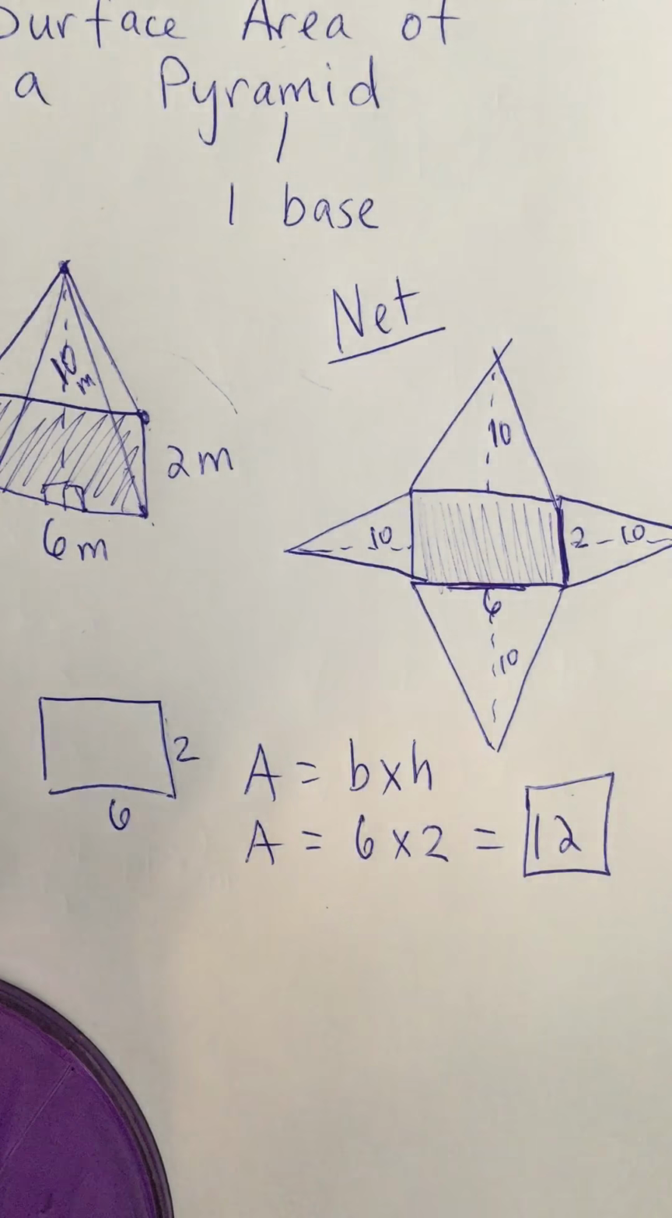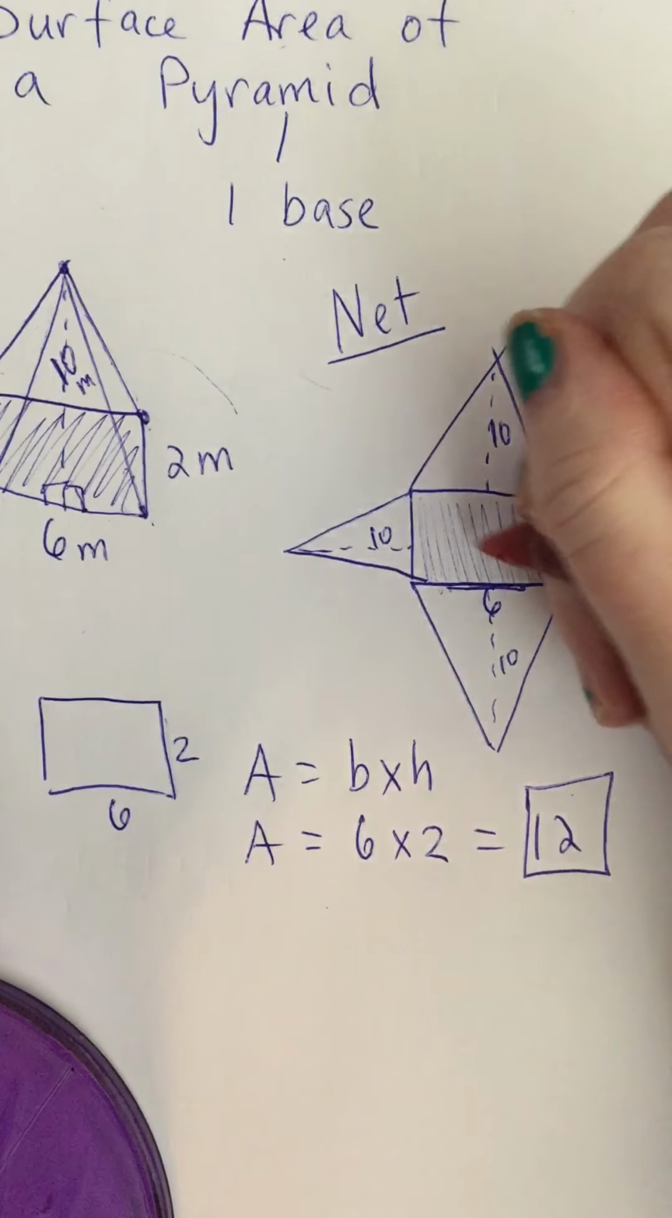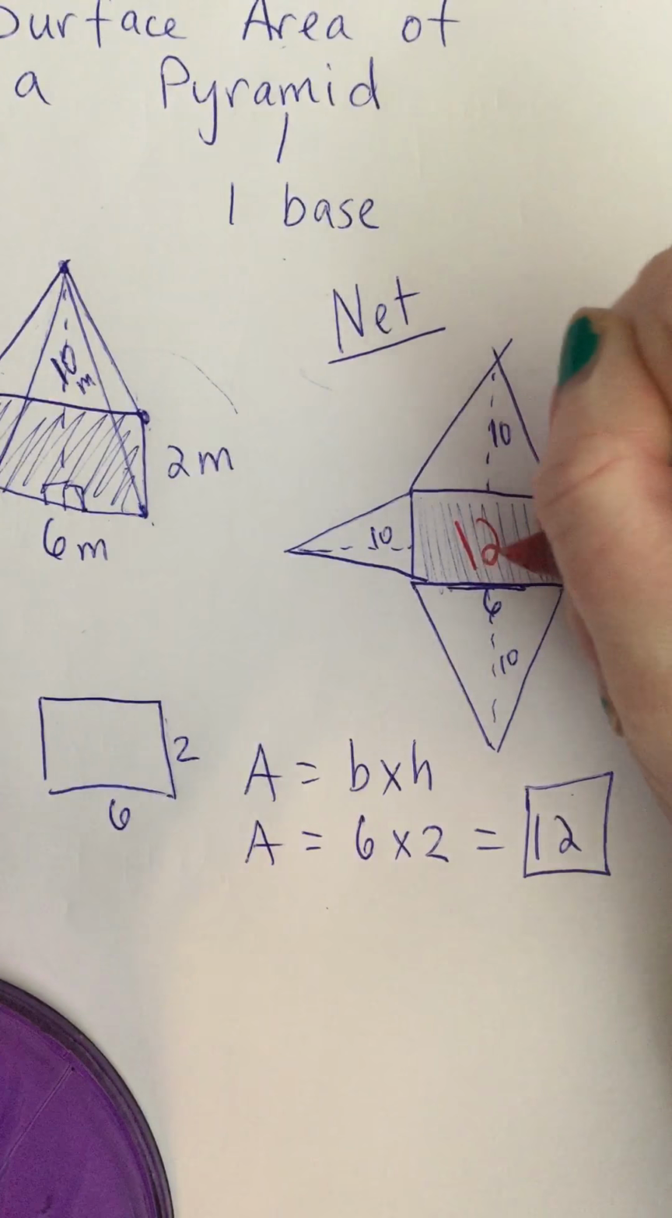Now I'm going to put a little box around that because I need that information for later. And actually, I can write that. Let me get a different colored pen. I can use a red. The area of this part right here is 12. So I'm going to write that in here so we don't forget that.